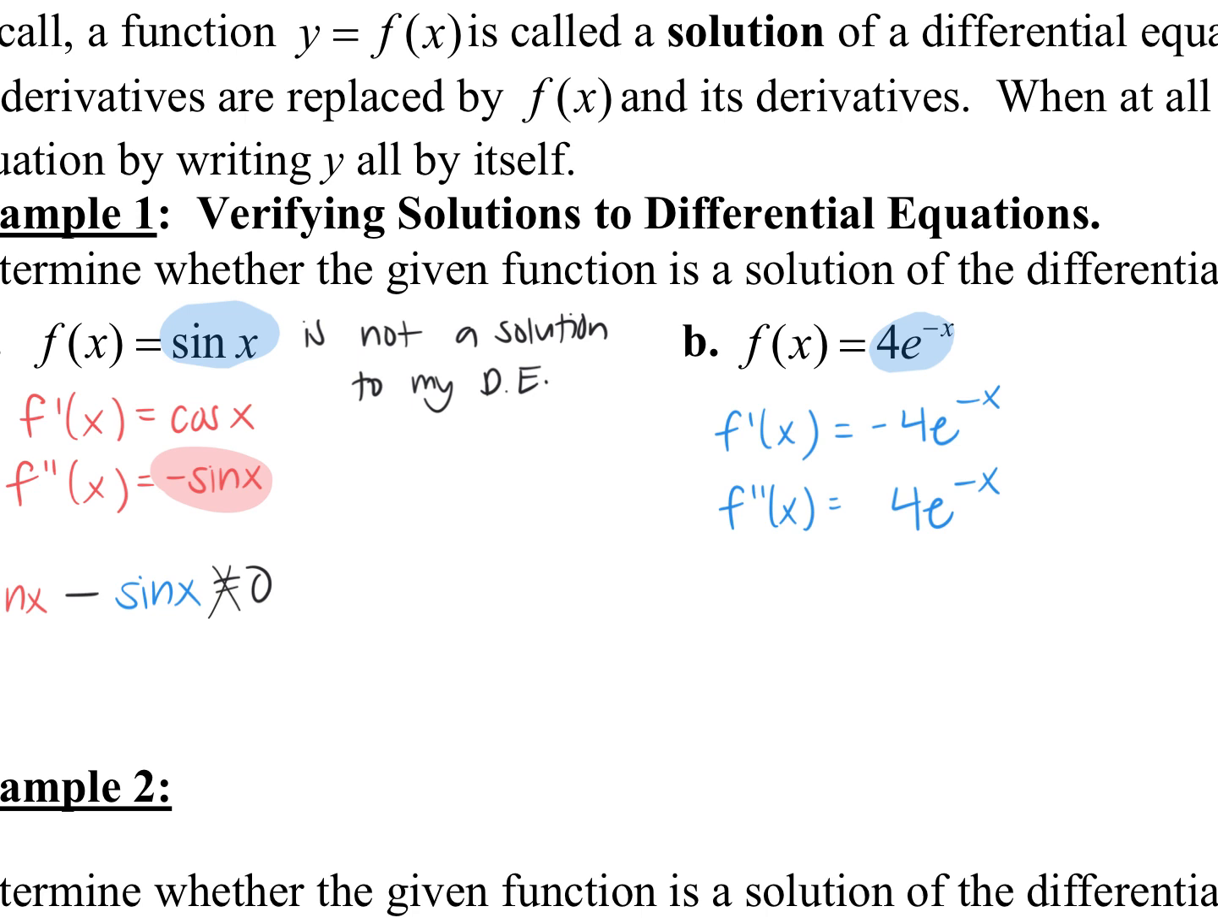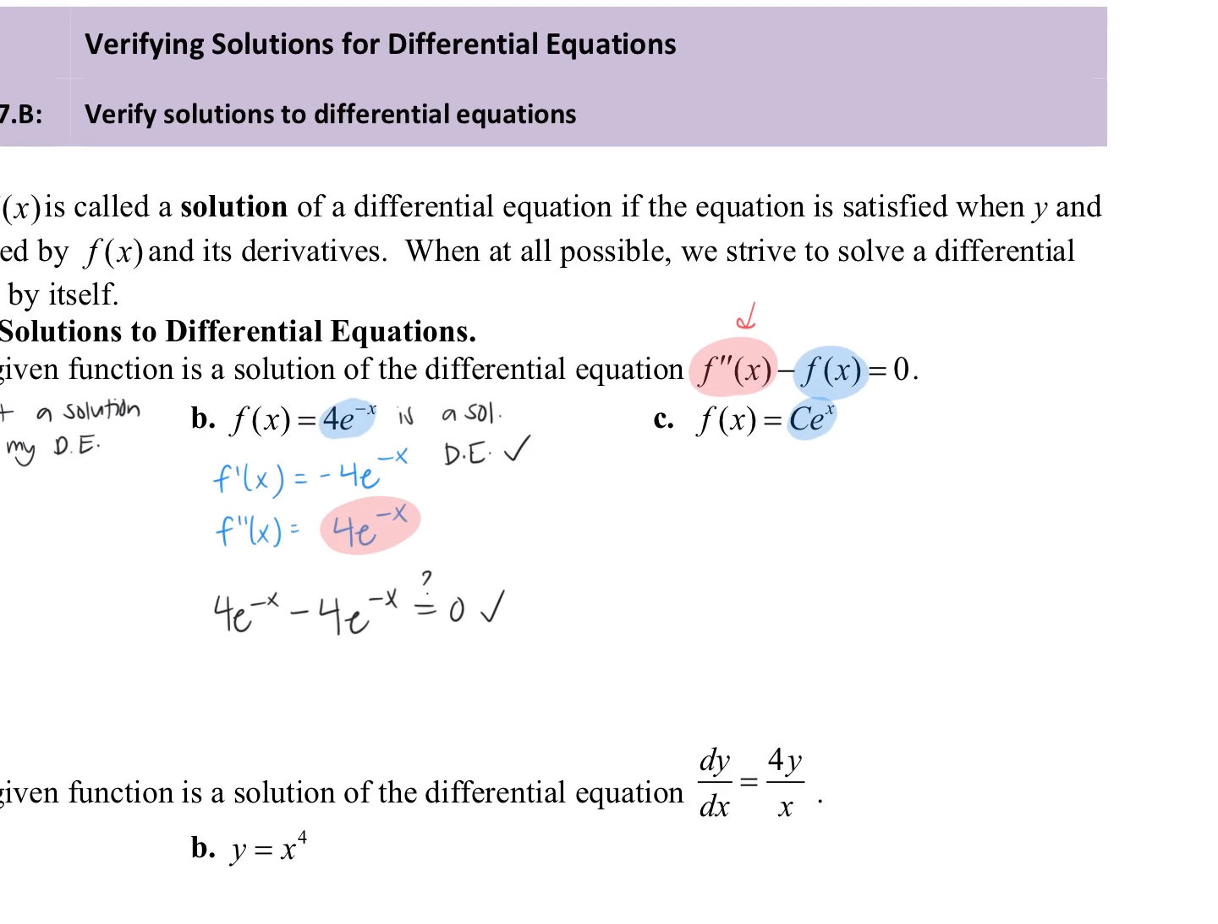Now I'm going to plug this stuff in. This is going into my equation for my second derivative. So I've got 4e to the negative x minus 4e to the negative x. Does that equal 0? Yes, it is. So this is a solution to my differential equation. One of the many solutions that are possible for this one.